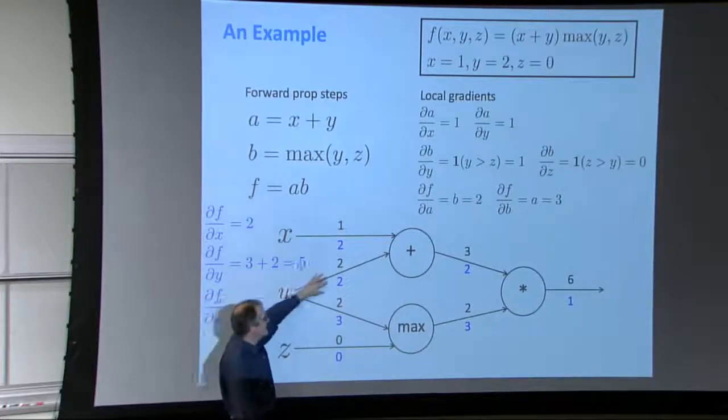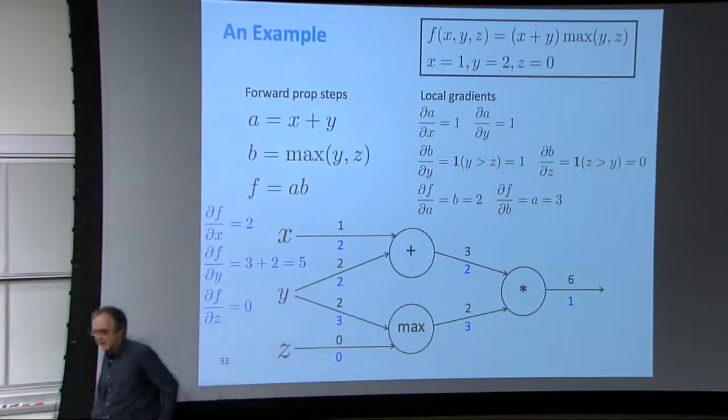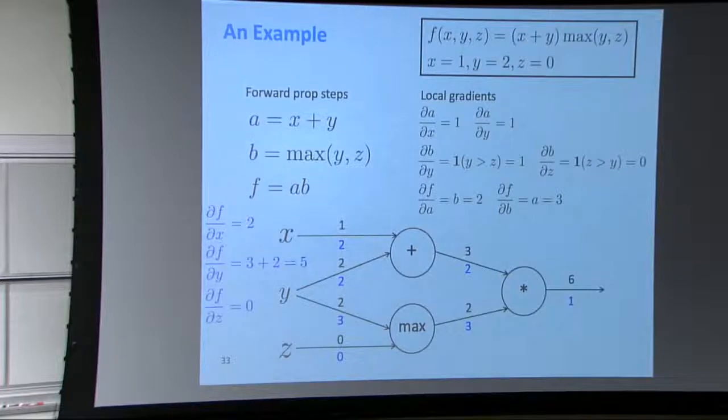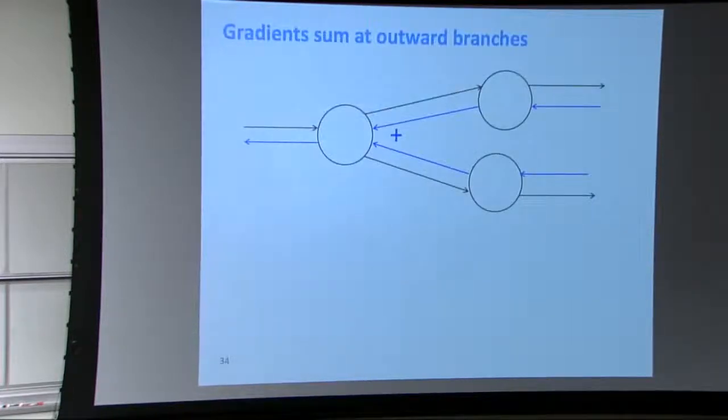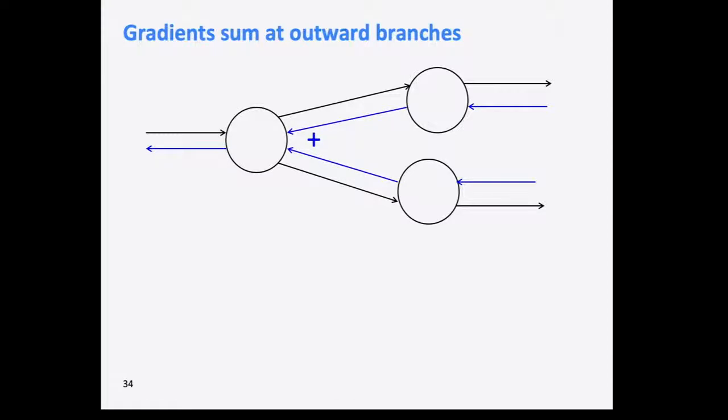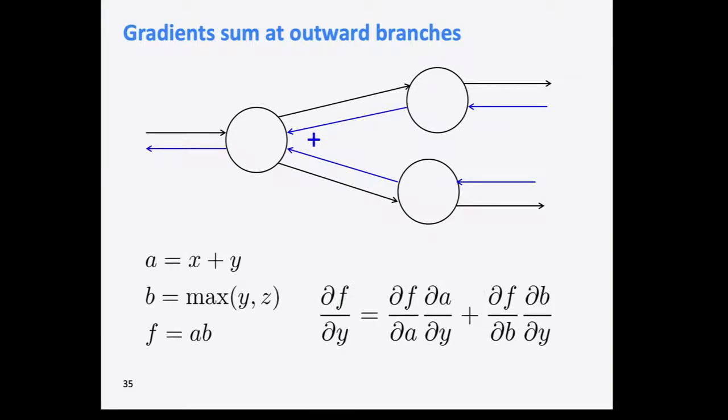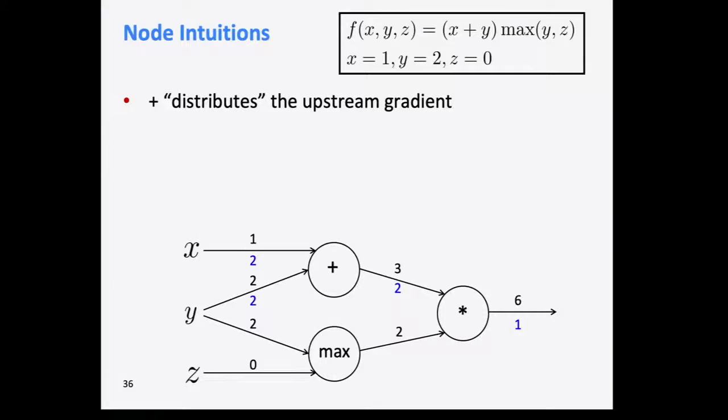So if this thing is used in multiple places and you have the computation going out in different ways, it's just this simple rule: when you do backpropagation backwards, you sum the gradients that you get from the different outward branches. Okay, so if a equals x plus y, that's the one we showed you before, where we're doing this sum operation to work out the total partial of f by y.